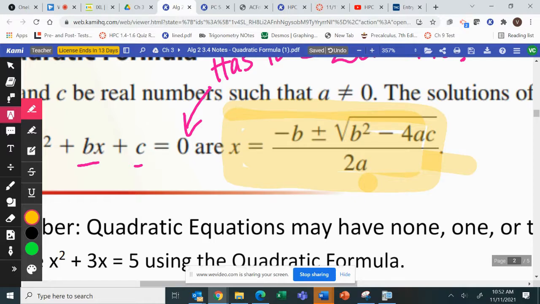X equals, let's do this. Repeat after me before we put the tune in. I'm just going to say it. X equals the opposite of B, plus or minus the square root of B squared minus 4AC, all over 2A. Okay.